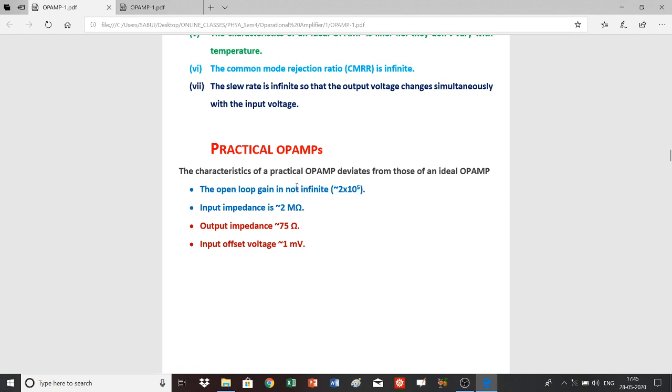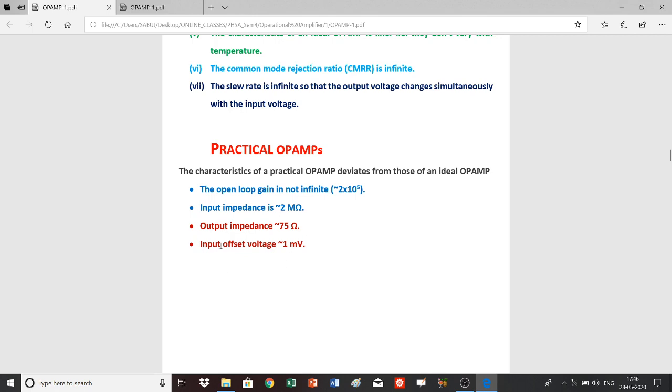And then the input impedance in case of an ideal op-amp was infinity, but in case of a practical op-amp it is not infinite, rather it is 2 mega ohm. Although it is a very high value, it is not infinity. And then the output impedance of an ideal op-amp was 0, but in practical case it is not 0, it is somewhat like 75 ohm.